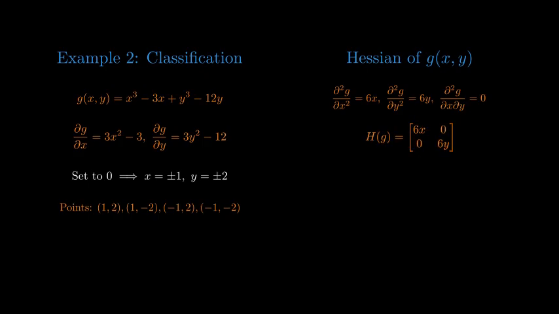Therefore, our Hessian matrix is a diagonal 2 by 2 matrix with 6 times x in the top left position, and 6 times y in the bottom right position, with zeros everywhere else. Because it is a diagonal matrix, its eigenvalues are simply the entries on the diagonal, which are 6 times x and 6 times y. Now we test our critical points by plugging their coordinates into our eigenvalues. For the critical point (1, 2), the eigenvalues are 6 times 1, which is 6, and 6 times 2, which is 12. Both eigenvalues are positive, which means the Hessian is positive definite, confirming that (1, 2) is a local minimum.